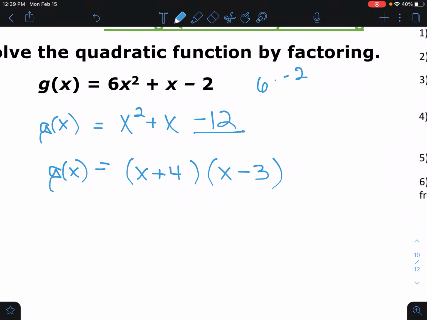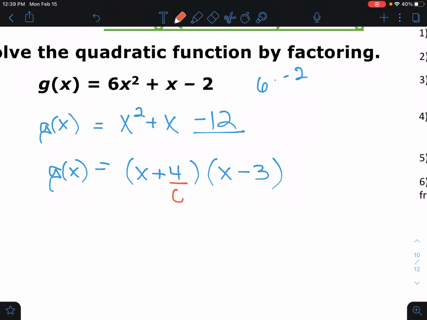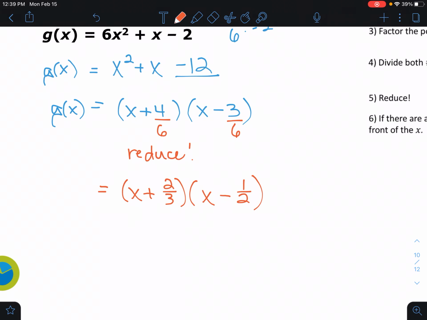Okay, now I'm going to take this 6 and put it underneath, right? So this is going to go here and here. Reduce, don't forget this reduce step, really important. So this is going to be x plus 2/3, x minus 1/2. Still g of x. Now I'm going to move this in front, so this would end up being 3. Denominators get moved in front, so 3x plus 2 and 2x minus 1.